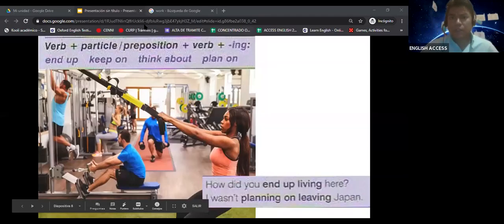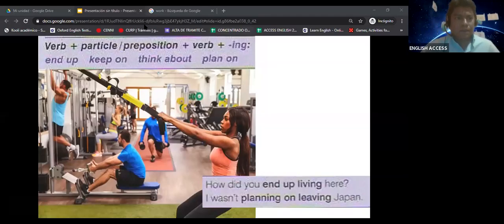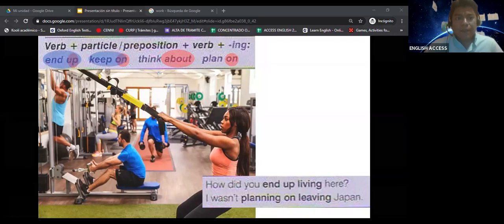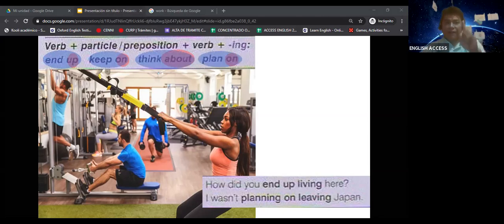Let's go for the next slide. This one right here. We have our prepositions and our particles. We have the particles up, on, about, and on, right? And these have one meaning with the verb. End up, keep on, think about, plan on. It's only one verb.